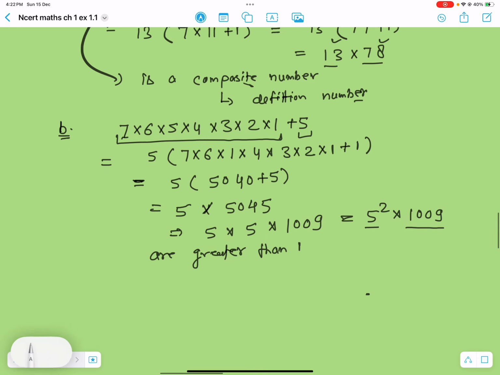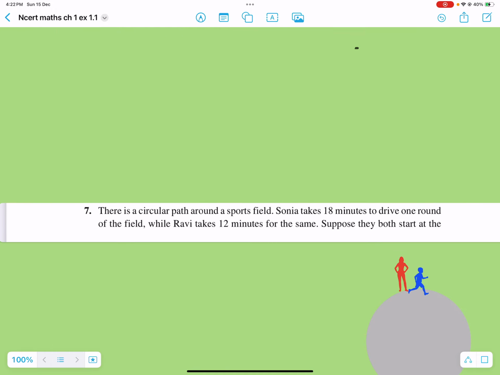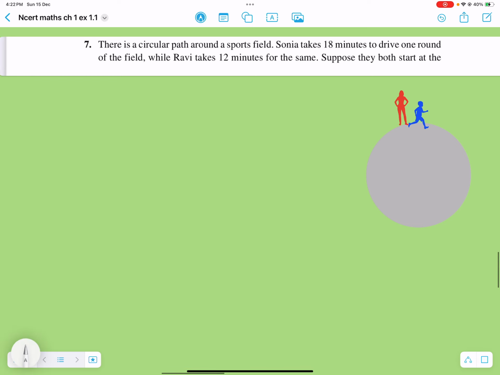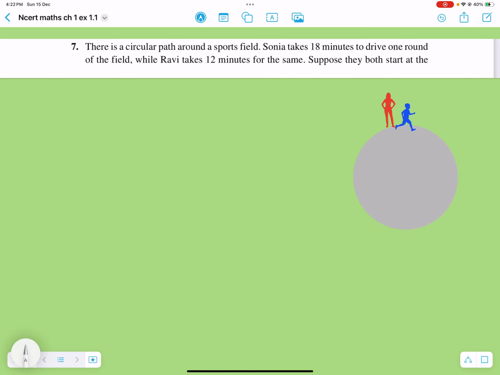Cool. Okay, so our next question. It says there is a circular path. Let's say there's a circular path around a sports field. Sonia takes 18 minutes to drive one round of the field, while Ravi takes 12 minutes for the same. Suppose they both start at the same location. We need to find out after how many minutes they will meet.